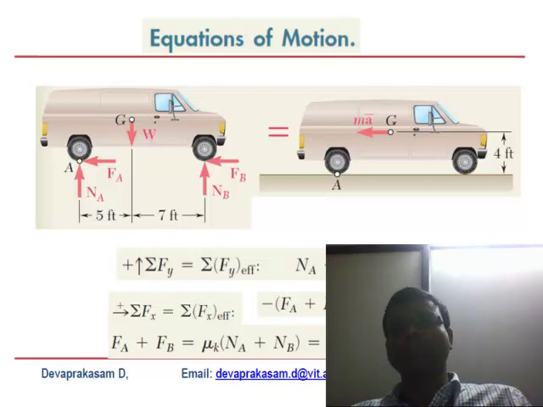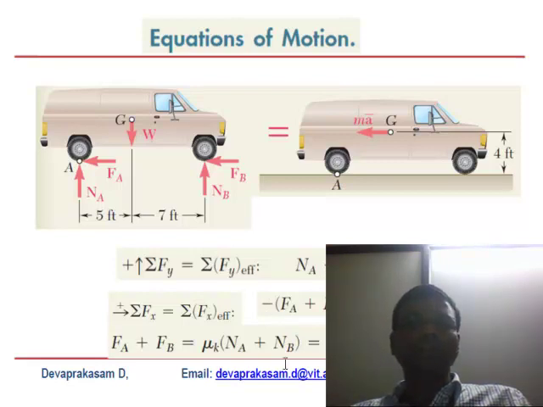out of the board is positive, into the plane is negative, something like that. So you have to take the sense of direction. Here it is mentioned: the friction force FA plus FB acts against the motion, so you take a negative sign. Similarly, this is a deceleration, m into a.